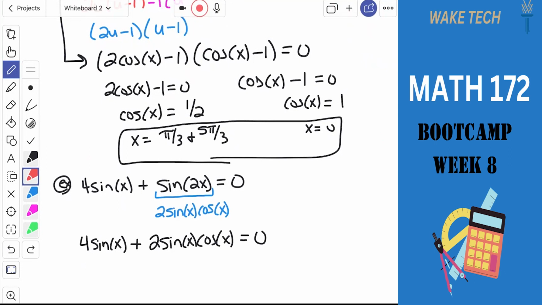But since we only have two terms, the 4 sine x and then the 2 sine x cosine x, it's really not that big of a deal that we have the cosine function, because what our next step is going to be is to factor out the common factor from each of these two terms. The common factor is 2 sine x. When we factor that out, we're left with 2 plus cosine x.